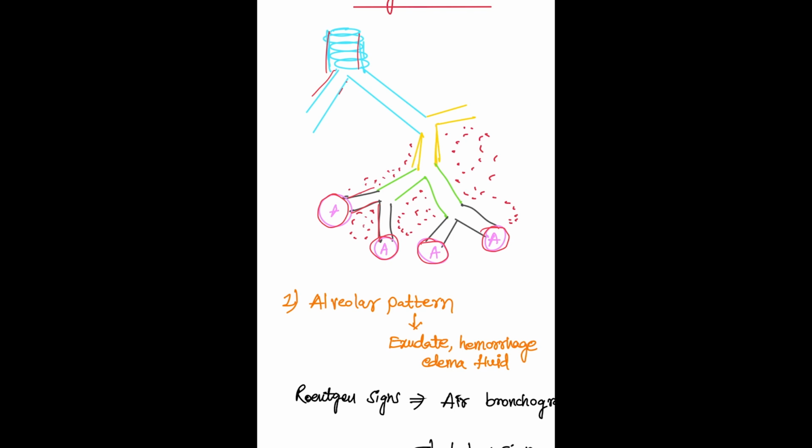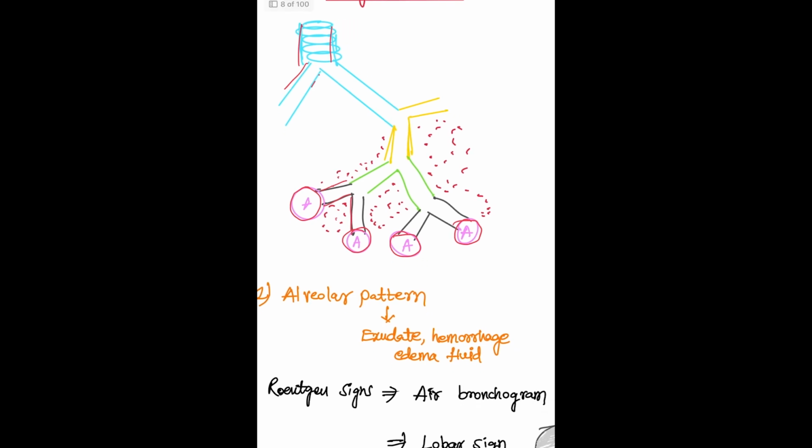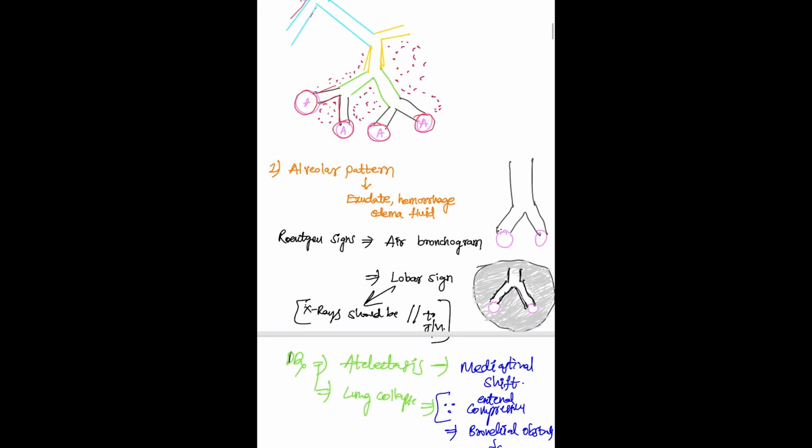These alveolar sacs are where gas exchange takes place, and the space between these bronchioles is called the interstitium. If something happens in these three anatomical structures, they will show certain radiographic signs in the X-ray. Based on that, we can diagnose certain diseases. Okay, so coming to the first pattern, that is the alveolar pattern.